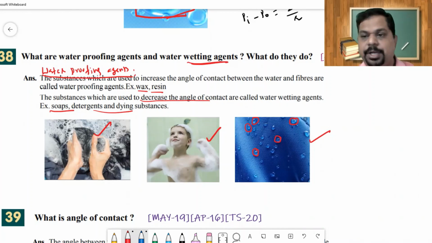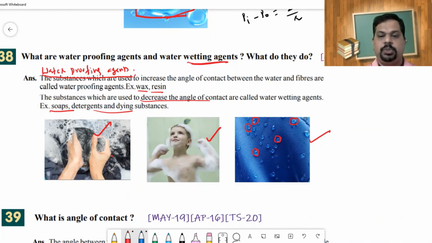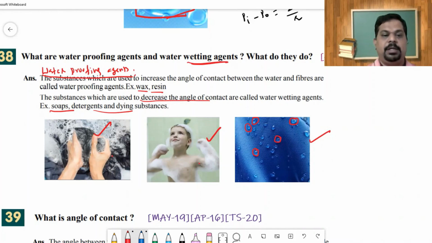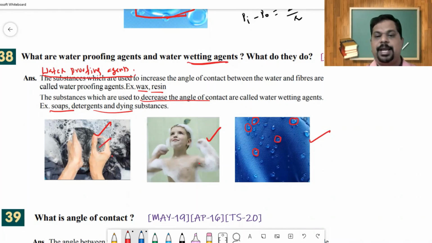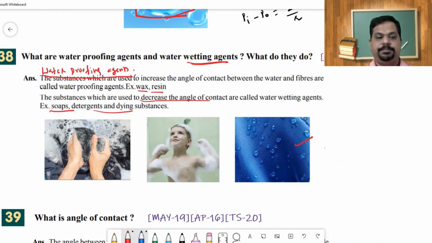And detergents also decrease the angle of contact. So here this is detergent, this is soap, this is a resin. So resin will increase the angle of contact, detergents and soaps will decrease the angle of contact. That's why this is called waterproofing, and these two are called wetting agents.